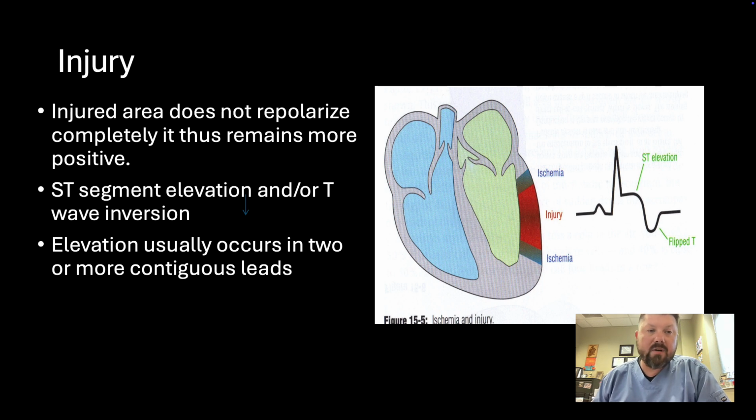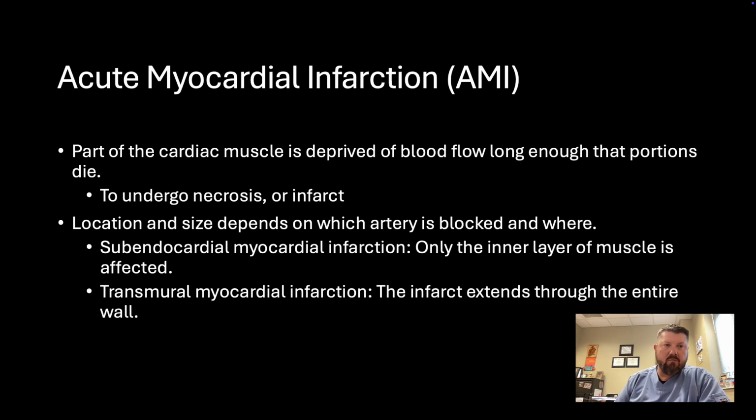With injury, it may not always be able to be reversed. The injured area does not repolarize completely, and thus remains more positive. The ST segment elevation and/or T wave inversion, so the T wave stays flipped, but now at our J point we're going to see that it is elevated above baseline. Elevation usually occurs in 2 or more contiguous leads, and this is going to be important for us to identify STEMI, especially when we get to MI, is the concept of contiguous leads, which we spoke about in one of the previous reviews. So, with acute myocardial infarction, this is cell death.